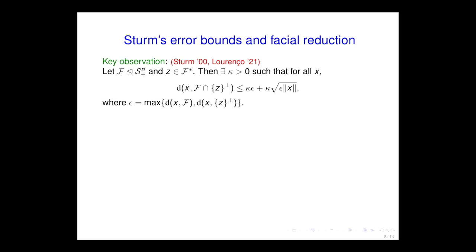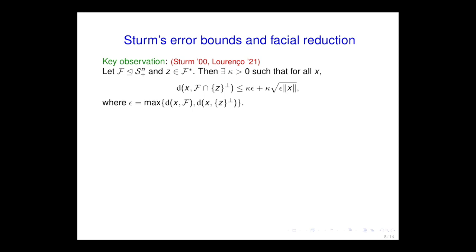Okay, so what's happening is for the PSD cone, just for the PSD cone, if you start with a face, now this notation means F is a face of the PSD cone. If you start with a face, start with a Z in F star. Now, if you consider this thing, this is really like the next phase that is going to be generated in the facial reduction procedure, because the next phase is the exposed phase of the previous phase.